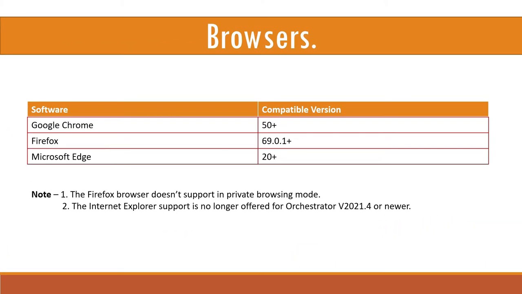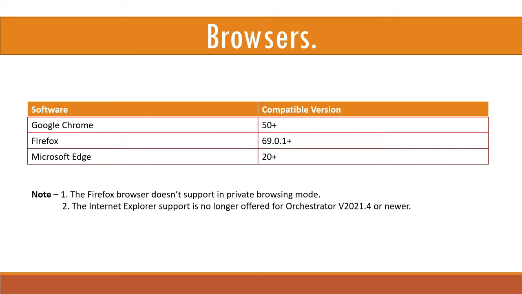Then next software is a browser. UiPath is a browser-based application. Once you complete the installation, it has to be accessed using a browser. You can use Google Chrome, Firefox and Microsoft Edge browser to access the UiPath Orchestrator.